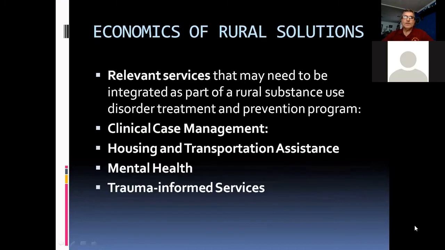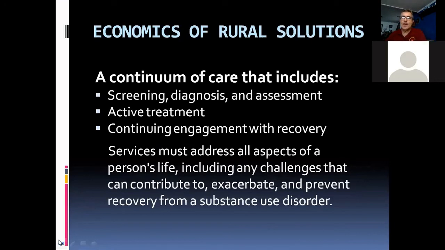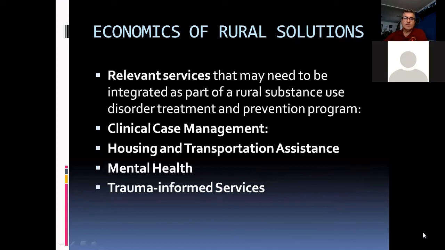So we can talk about the economics of rural solutions. And I apologize for moving too fast, but we are talking about a continuum of care that includes screening, diagnosis, assessment, active treatment, and continuing engagement with recovery during treatment, and with services that address all aspects of a person's life, including challenges that might make the substance use problem worse or prevent recovery. And so we have to have a comprehensive treatment approach here in our rural location. We also need relevant services, along with clinical case management, housing and transportation assistance, mental health, and trauma-informed services.